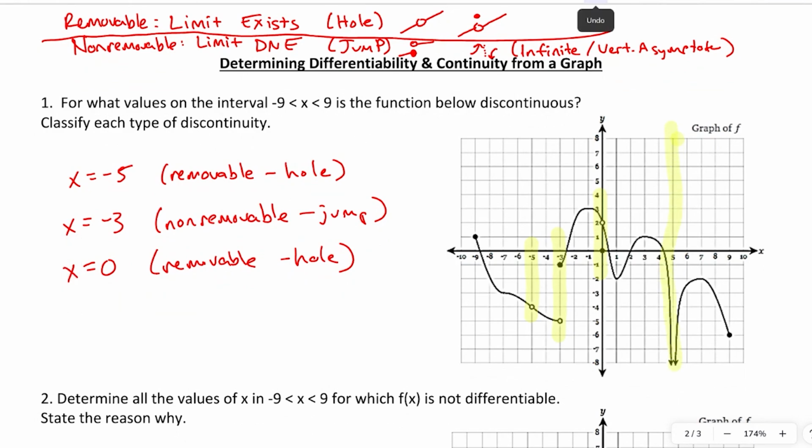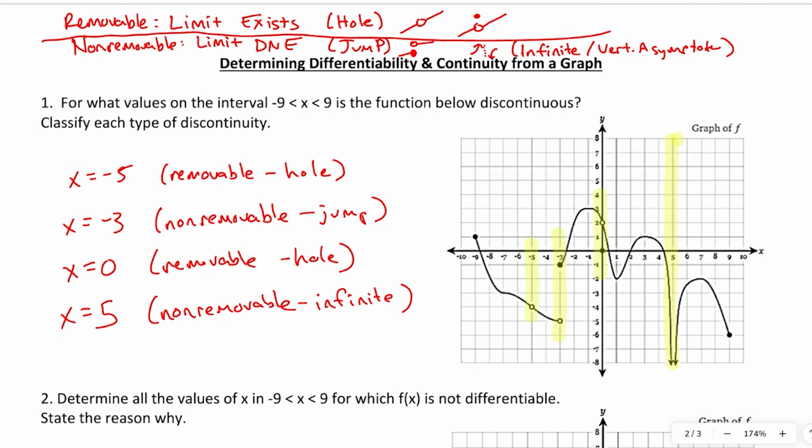And what's going on at 5? Yeah, we've got a vertical asymptote. So that's going to be a non-removable discontinuity. The limit does not exist there. And we'll call it an infinite discontinuity. You can call it either one. Either way's fine.